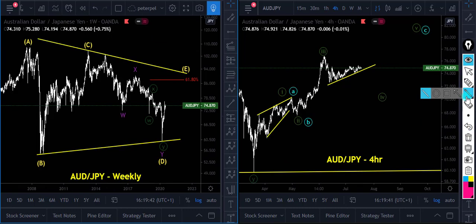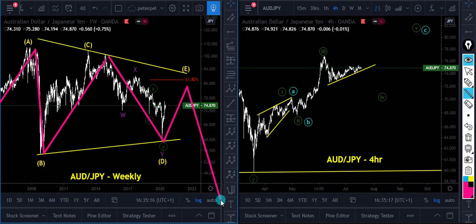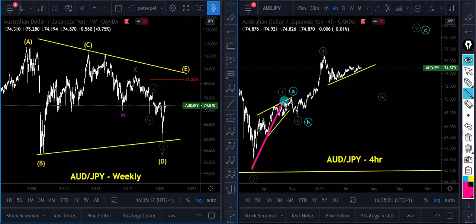Our next pair is the Aussie Japanese yen. With the Aussie Japanese yen on the weekly time frame, we are seeing a big triangle with A, B, C. Then now price has split yellow wave E before price continues downwards. So now how we are trading this on the lower time frame is, we've seen a diagonal for wave 1. Now we are not very certain whether it is an impulsive move or a correction happening.